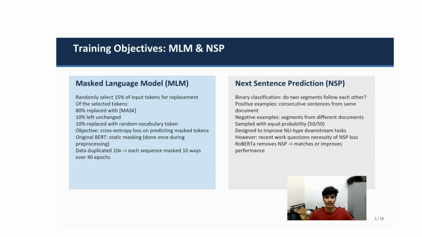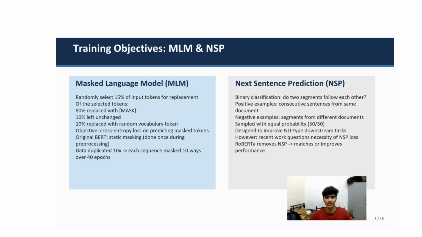Now coming to the training objectives of MLM and NSP. BERT is trained using two main objectives, that is MLM and NSP. The first is masked language modeling, which is MLM, where a portion of input tokens, typically 15%, are randomly selected and replaced. The model is then trained to predict these masked tokens.